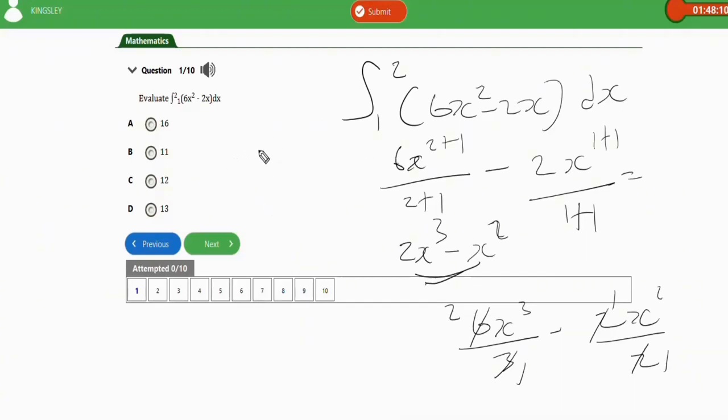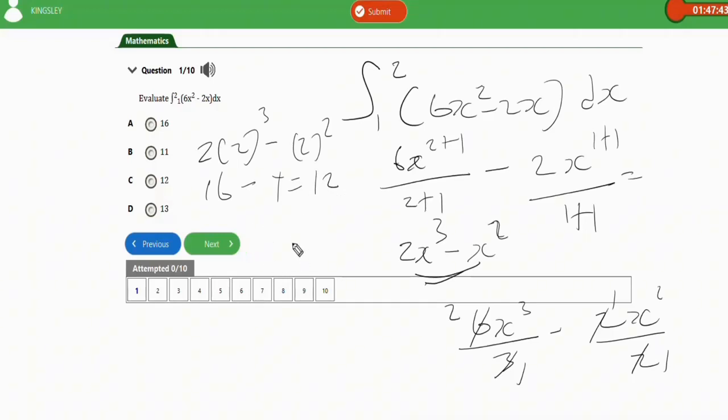Let's begin with the upper limit. It's going to give us 2 times 2 cubed minus 2 squared. So 2 cubed will give you 8. 8 times 2, we have 16, minus 4, which gives us 12. So the upper limit output is 12.